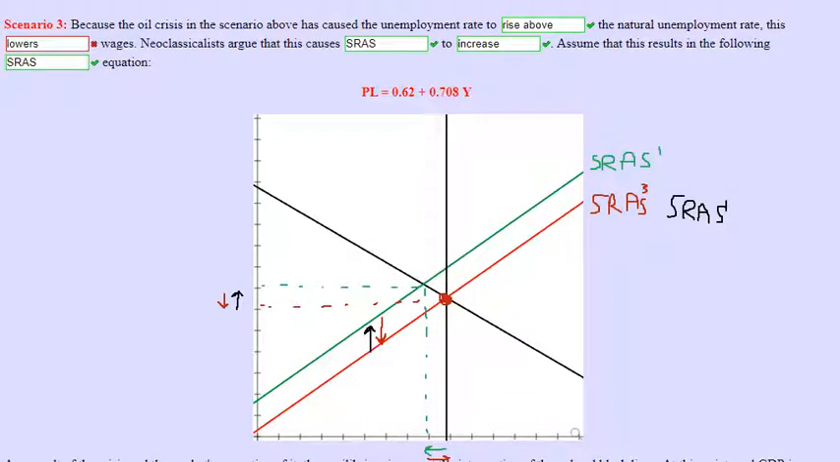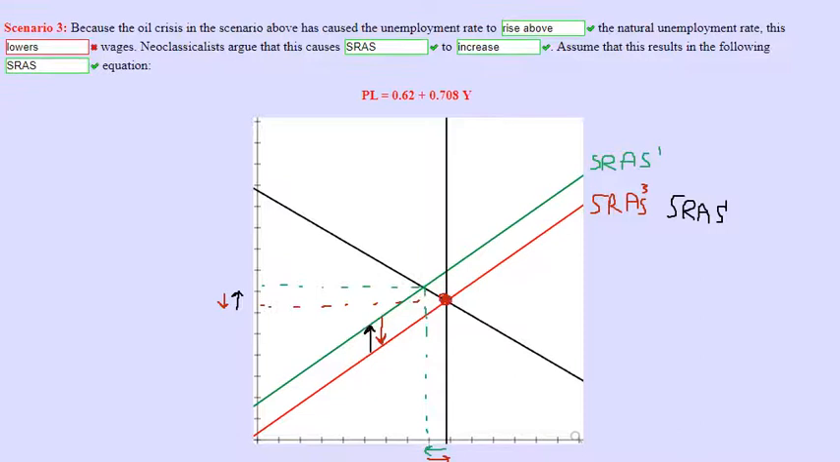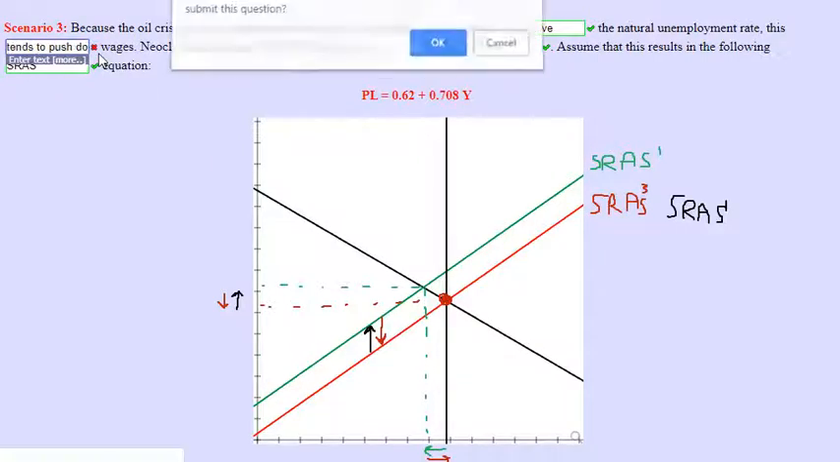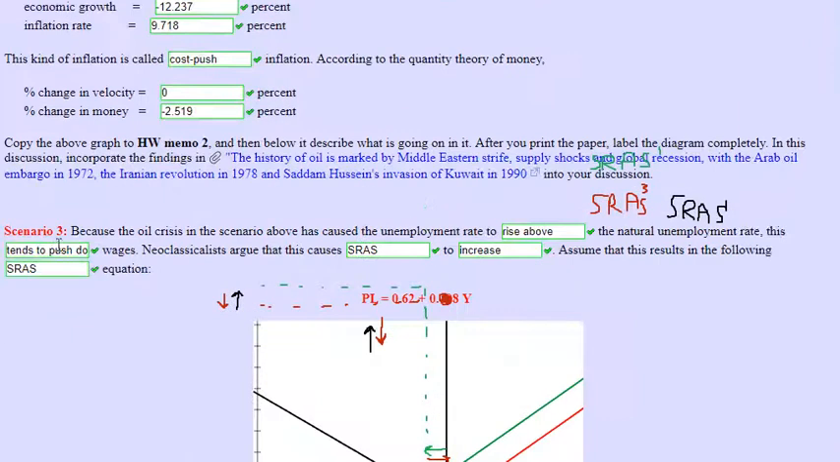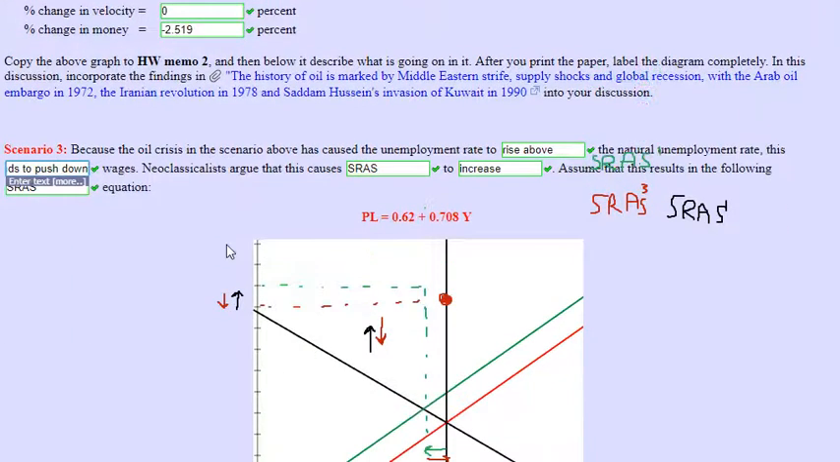Okay, so I got to pick a different word other than lowers. Let me get this right there. Okay, let's try this. Tends, now don't laugh, tends to push down wages. So let's try that, see if that works. And that works, so tends to push down wages. Okay.